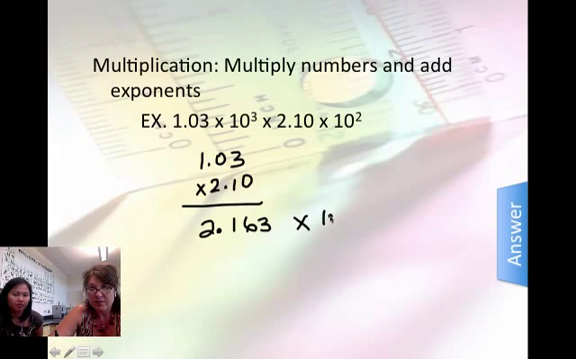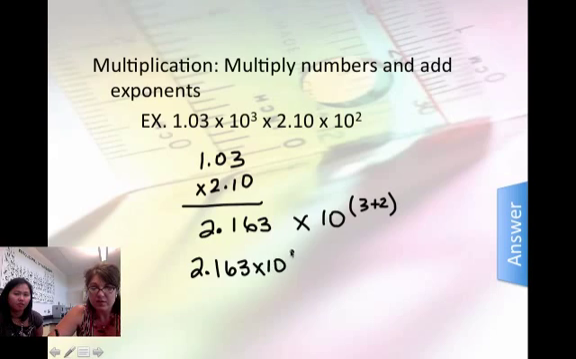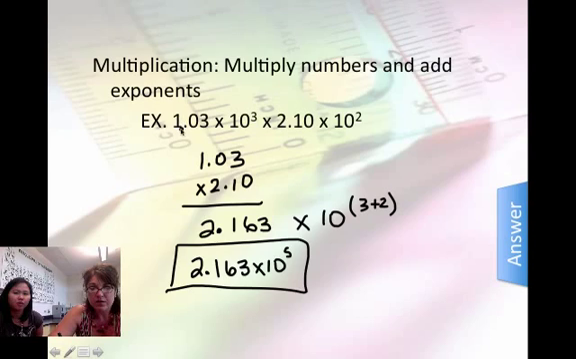And now let's add the exponents. So it's 10 to the 3 plus 2. So I get 2.163 times 10 to the 5th power. Yes, 3 plus 2 is 5. And that's it. Now, in our question, we had 3 digits. So 1, 2, 3 digits is all we get to keep. We'll go over those rules later. Oh, yeah. Sig figs. Another thing to remember.